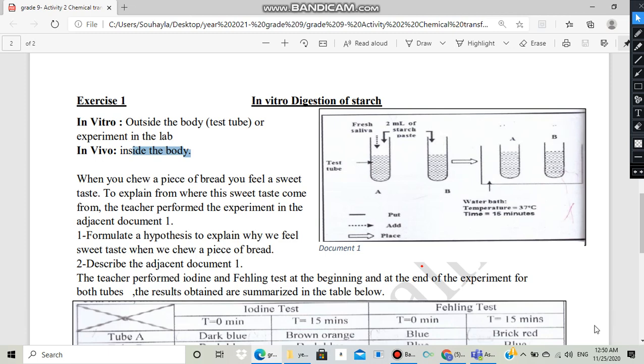لحتى أنت تعمل فرضية, look at the variable factor, which is saliva. So maybe you should write the hypothesis this way: maybe saliva reacts with bread, يعني الستارش that is found in bread, and leads to its digestion or transformation into sugar.